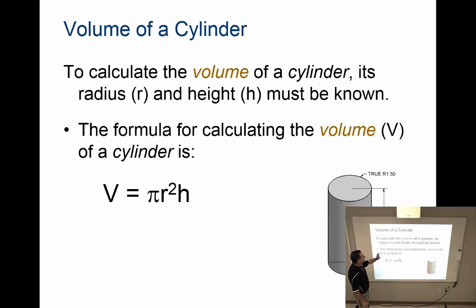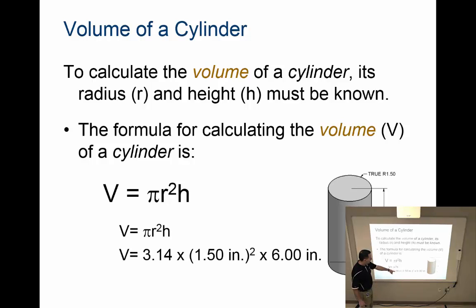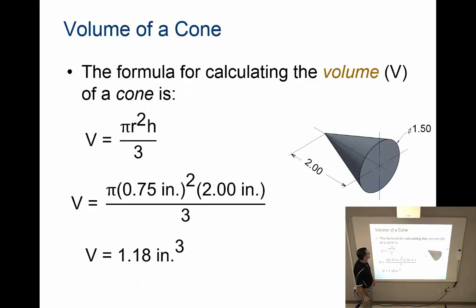Volume for a cylinder is dependent on knowing the radius of that cylinder and the height for that cylinder. So our formula is V equals pi r squared, radius squared, times the height. Again, we're going to use 3.14 for pi. We won't show our answers in terms of pi. The radius of this cylinder is 1.5 inches. I'm going to square that, multiply by the height, and I get a volume of 42.4 inches cubed.